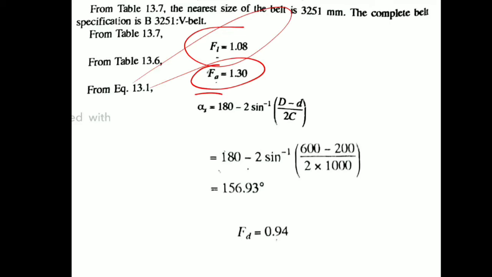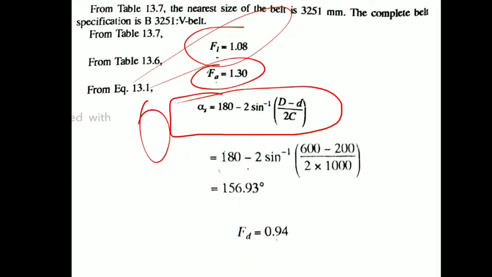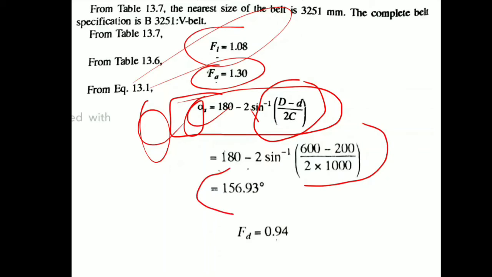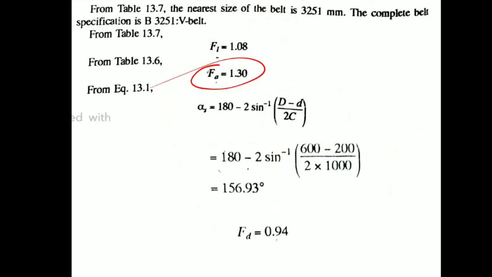Now the arc of contact: theta is equal to 180 minus 2 alpha. Alpha is nothing but this. By putting this value, the diameters we know, we get 156.93. That will be the value of theta. This is the value of theta, correct? 156.93.